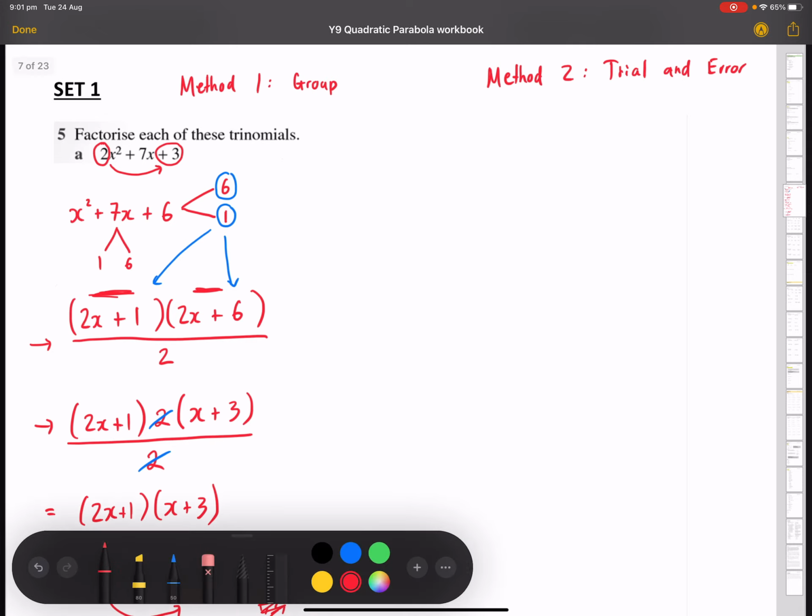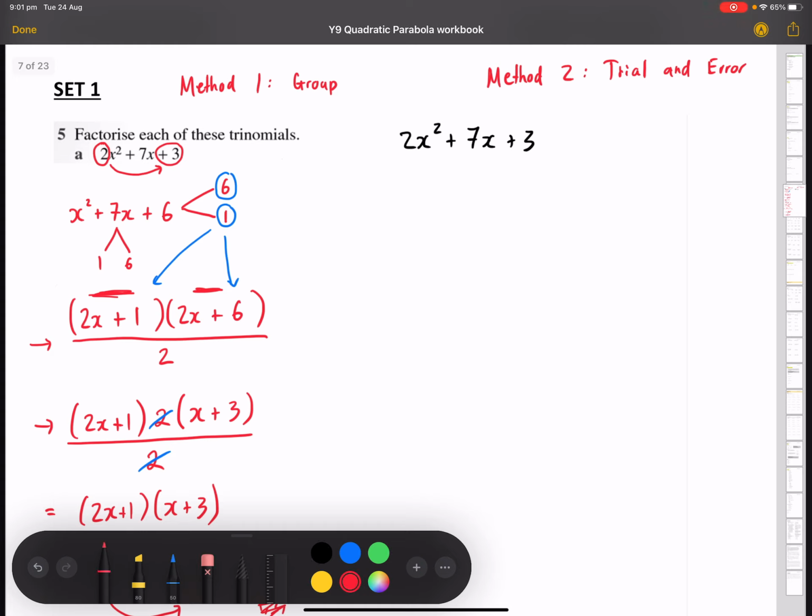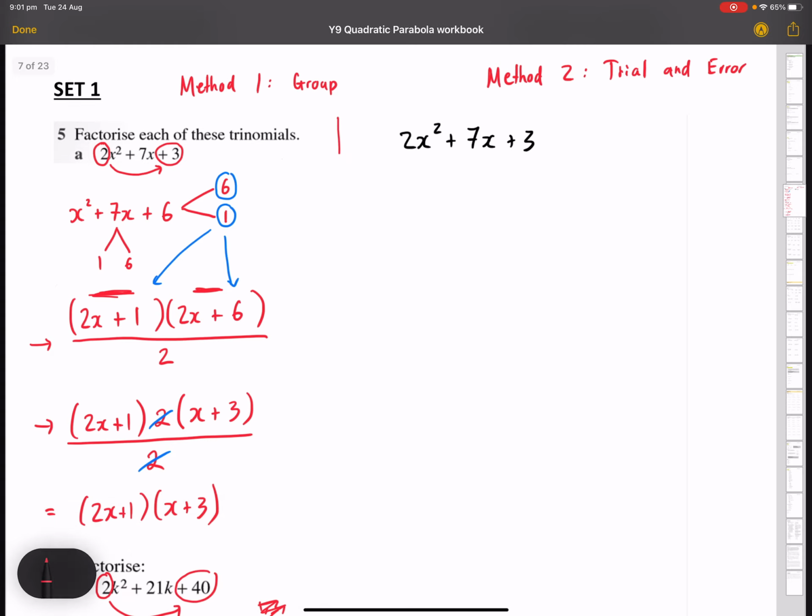So let me just rewrite the question here. 2x squared plus 7x plus 3. Now, the way this method works, I'm just going to draw a little line here. You're going to think of, okay, what two terms multiplied to give me 2x squared and what two terms multiplied to give me a 3. Now, this is easy because the 2 is a prime number, and we all know that prime numbers have factors of itself and 1. So therefore, the 2 can only have factors of 1 times 2.